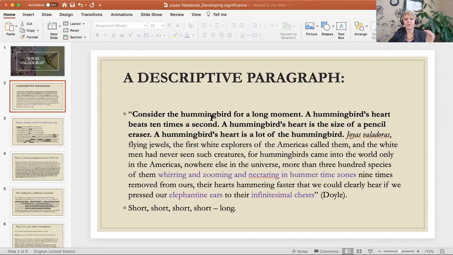So a kind of construction of listing things in a way that gets the reader to see the subject and its relation to the verb construction and the building of the meaning as a result of this. So a hummingbird's heart beats 10 times a second. So you have heart as the main word of the subject, and then hummingbirds modifies the heart, but the heart beats 10 times a second. So beats, we have the verb in the first sentence of these three listed parallel sentences. A hummingbird's heart is the size of a pencil eraser.